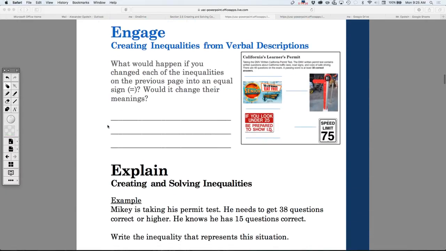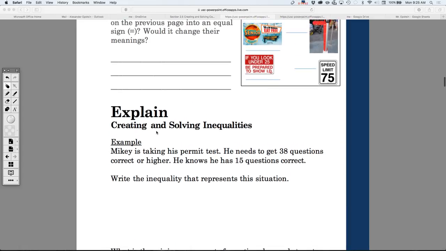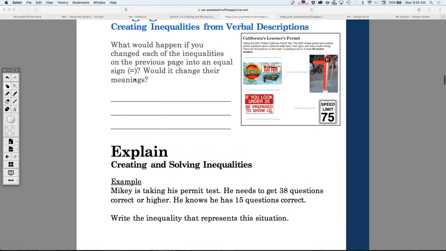Engage. Creating inequalities from verbal descriptions. Now, look at those problems that we just did and answer this question. What would happen if you change each of the inequalities on the previous page into an equal sign? Would it change their meanings? Okay, so go ahead and work on this. Just about 10, 15 seconds, not too long.